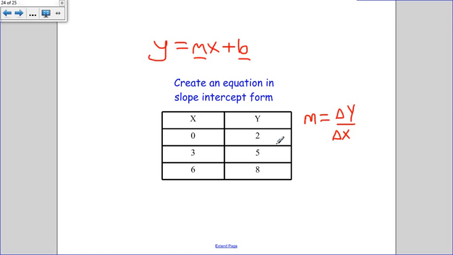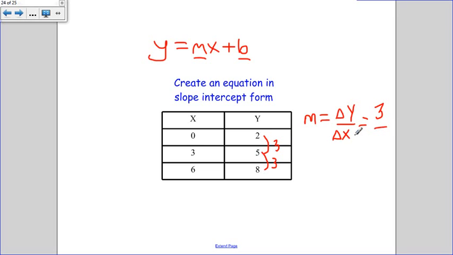So let's look here at our change in y. Here we go from 5 to 2, which is a change of 3. And we go here from 8 to 5, which is also a change of 3. So our change in y, 5 minus 2 is 3. 8 minus 5 is 3. So our change in y is 3.